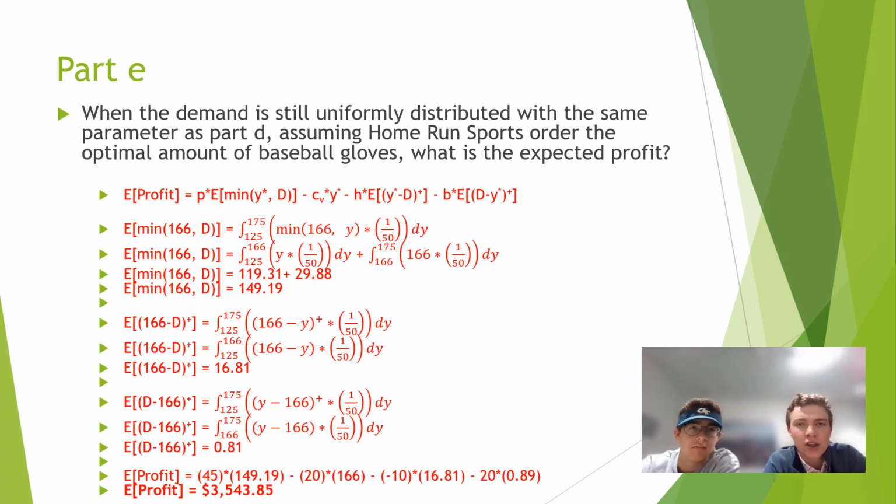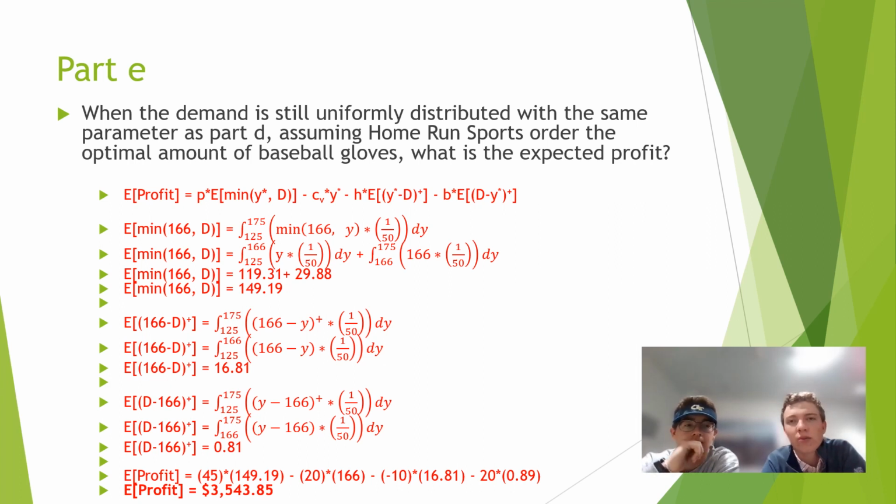And then for part E, assuming we order the quantity we found in part D, which was 166, what is the expected profit? So similar to C, except this time the expected values involve a bunch of integrals. And it's not as scary as it initially looks because there are ways to work around this. So when dealing with the expected value of the minimum of 166 and demand, you have to split that integral up. So from 125 to 166, we can replace that with y.